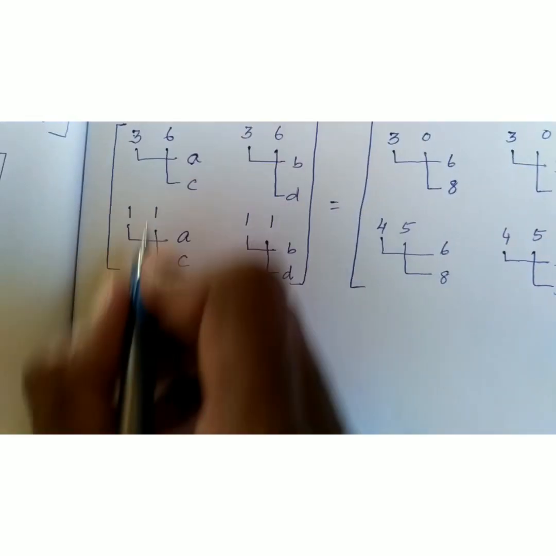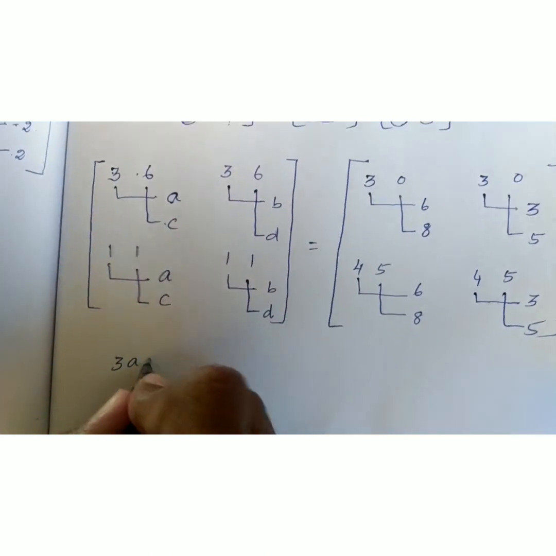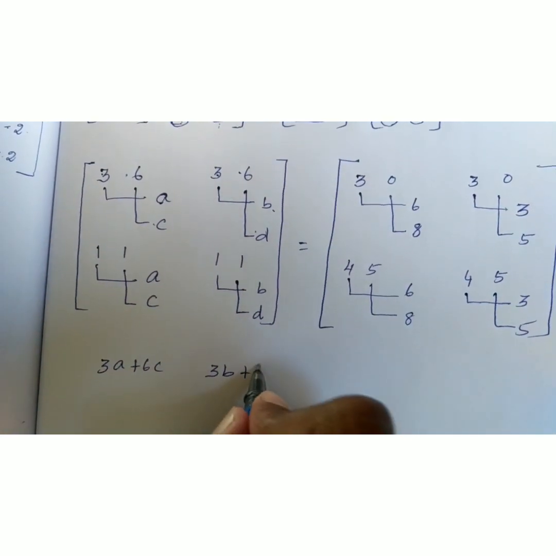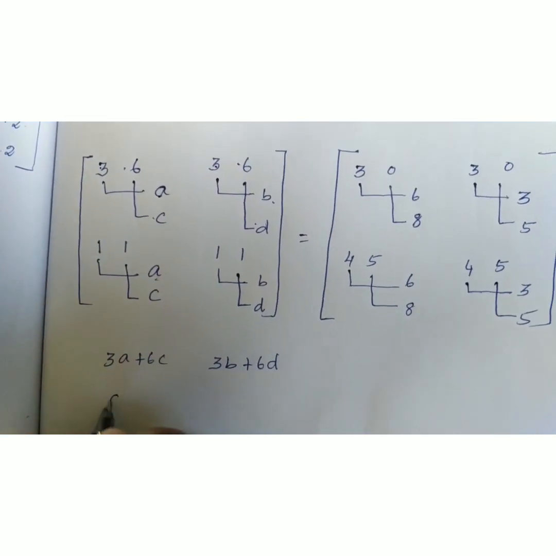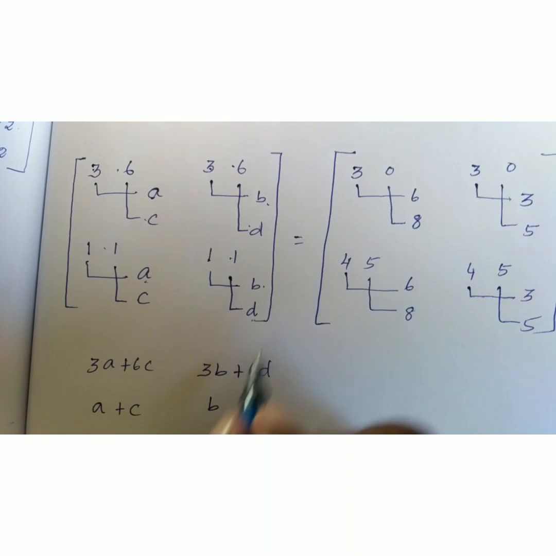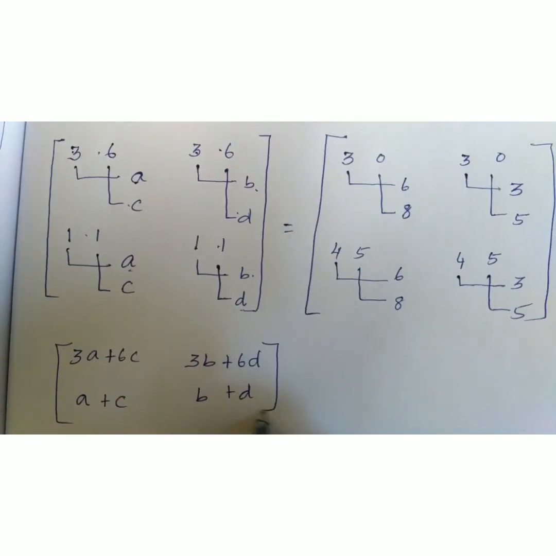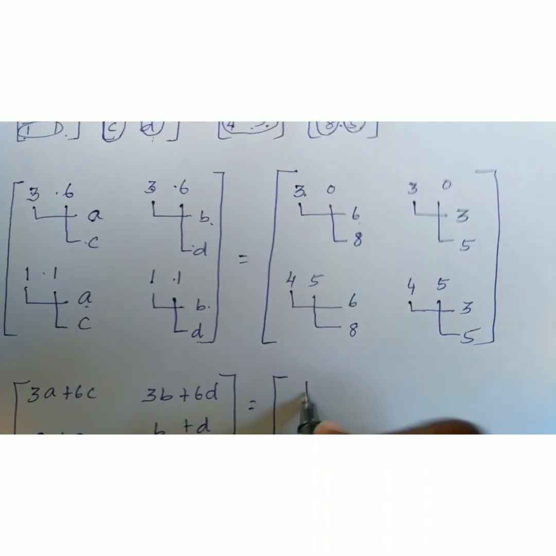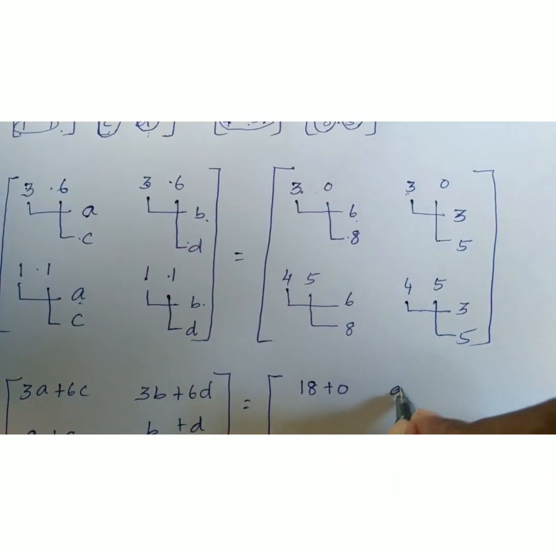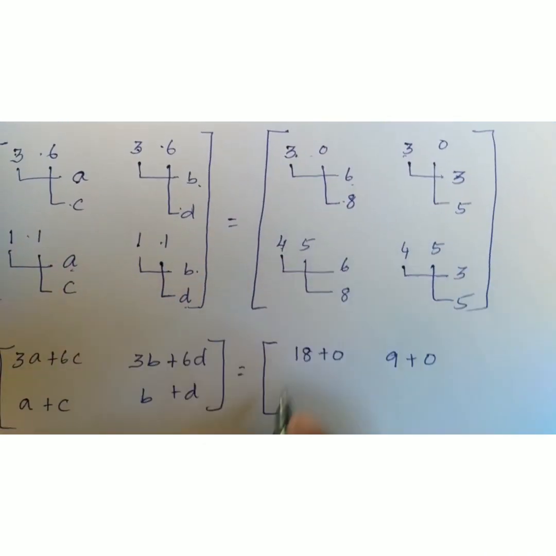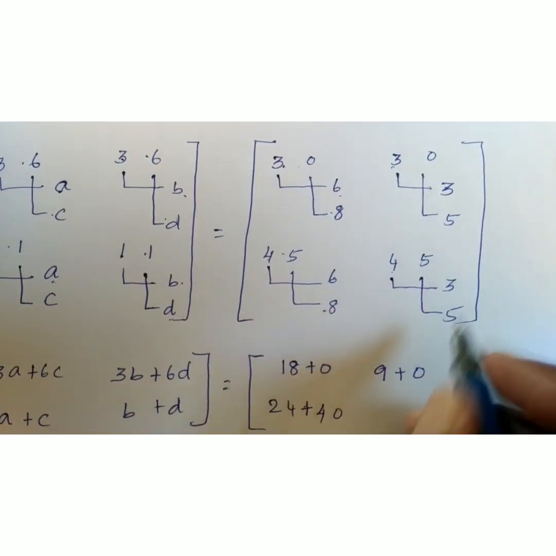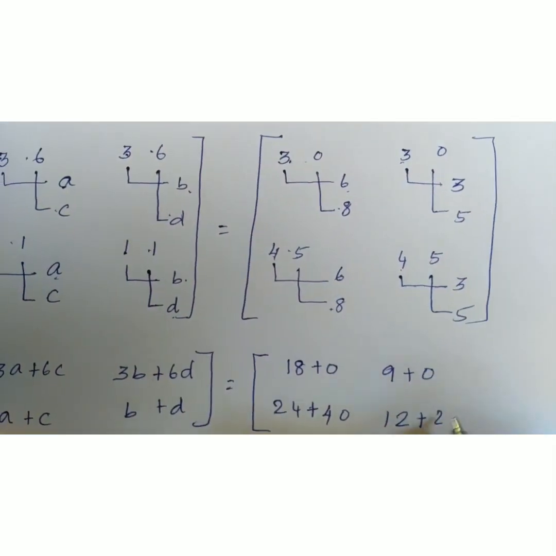3 into A, 3A, plus into plus plus, 6 into C, 6C, 3 into B, 3B, plus into plus, 6 into D, 6D, 1 into A, 1A, 1 into C, 1C, 1 into B, 1B, 1 into D, 1D equal to, right side 3 6s are 18, plus into plus plus, 0 into anything 0, 3 3s are 9, 0 into anything 0, 4 6s are 24, plus into plus plus, 5 8s are 40, 4 3s are 12, plus into plus plus, 5 5s are 25.